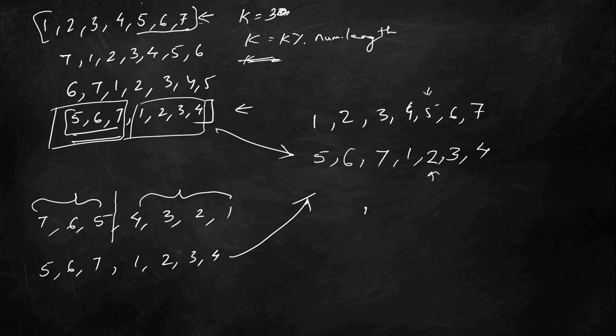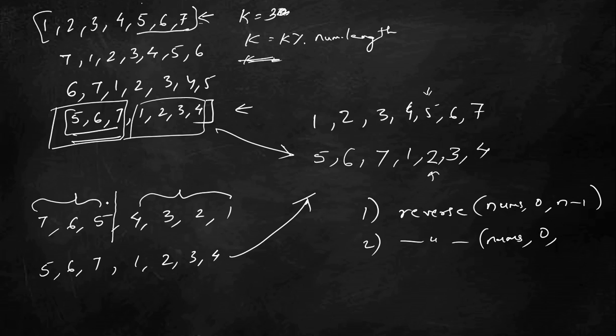So the first step is to reverse the whole nums array, from 0 to n minus 1, where n is the length, the whole thing. Once you reverse the whole thing, I again need to call the reverse function. This is the second step, but this time I will call it for nums starting from 0 till k minus 1. Both start and end are inclusive.